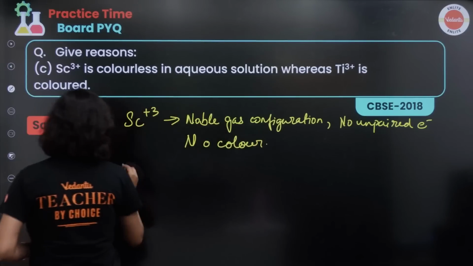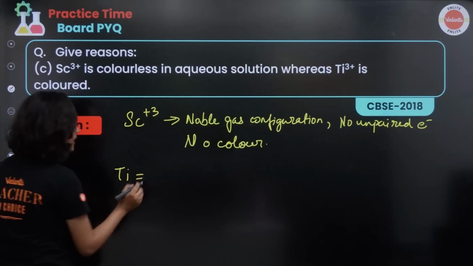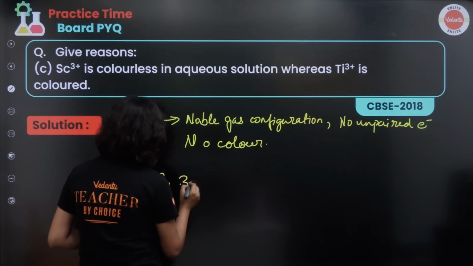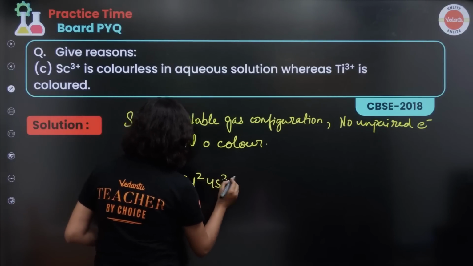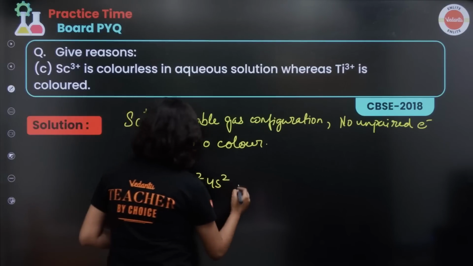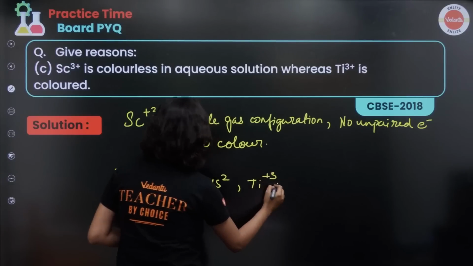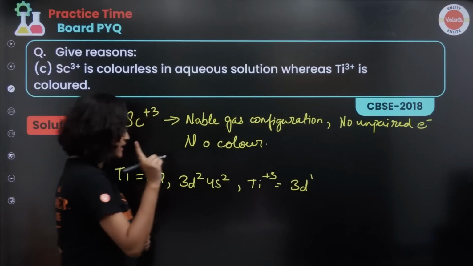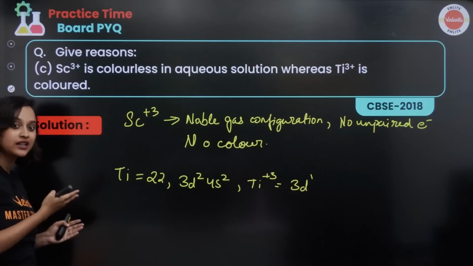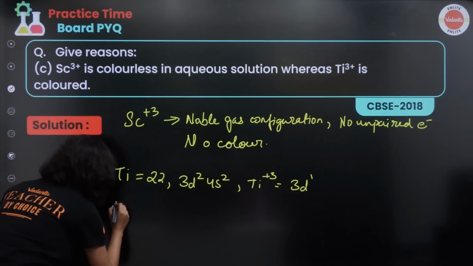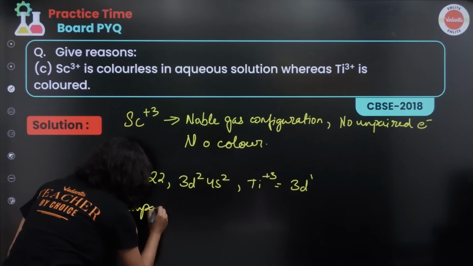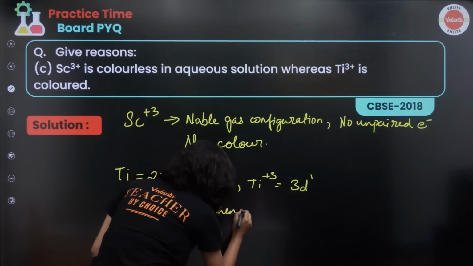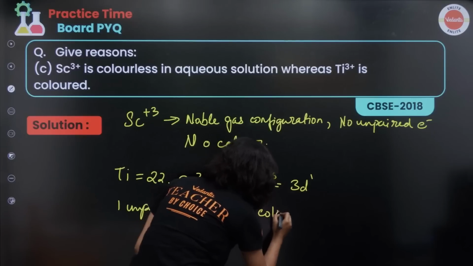Right. Now, take a look at Ti. Ti has what? Scandium, then titanium. So atomic number is 22. That means 3d2, 4s2. Right. Now, Ti+3 is equal to 3d1. Yes, there is one unpaired electron, hence color. Yes, so let's write it down. One unpaired electron, hence color is exhibited.